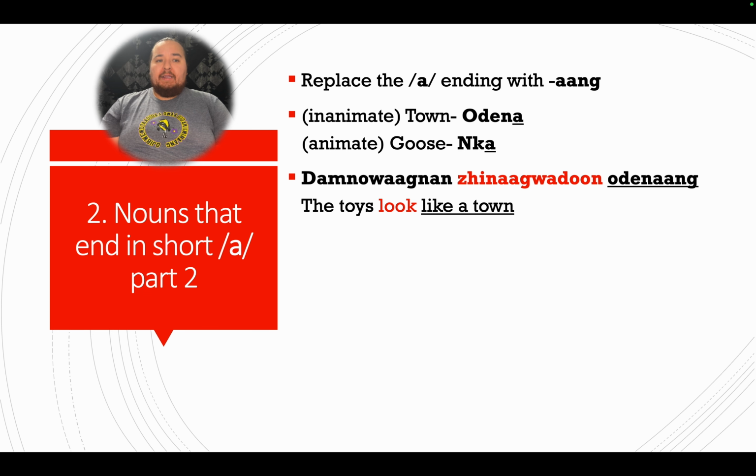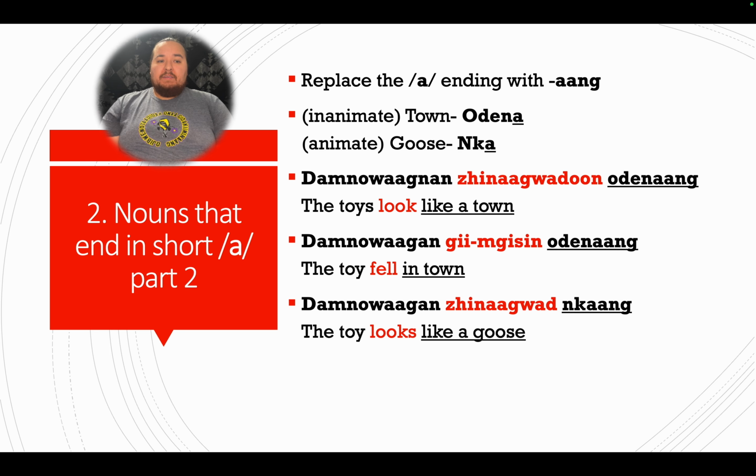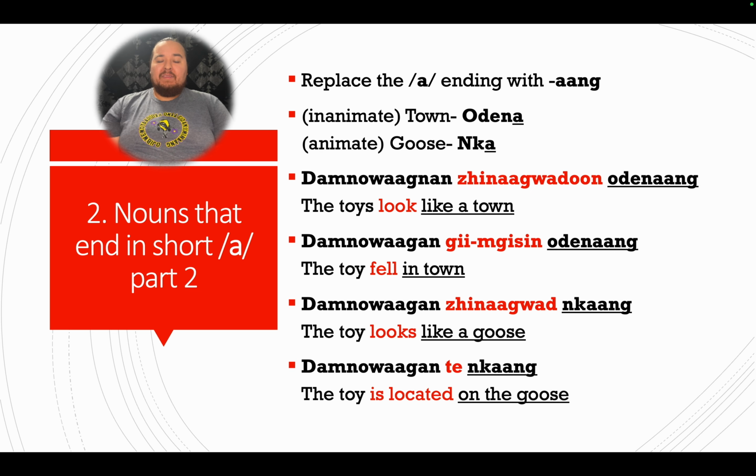Damnawagan janagwadon odenong, the toys look like a town. Damnawagan gimgasing odenong, the toy fell in town. Damnawagan janagwat kong, the toy looks like a goose. Damnawagan ten kong, the toy is located on the goose.